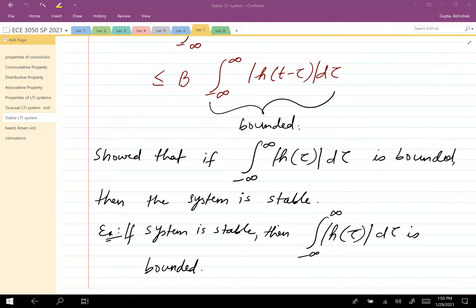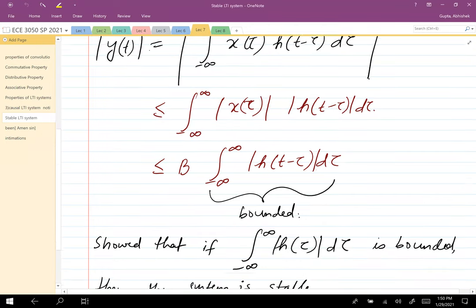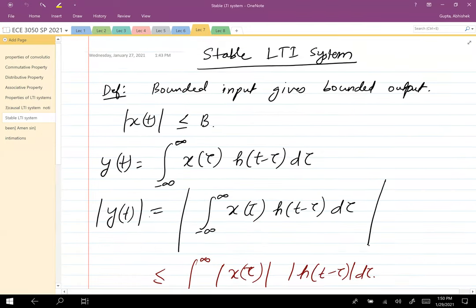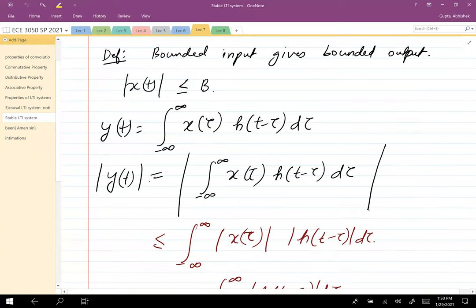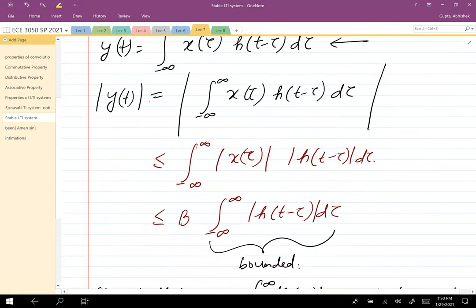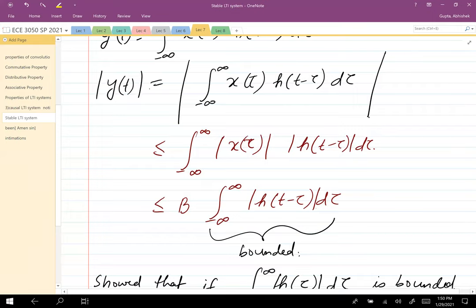So in the previous class, we were talking about stable LTI systems, and one of the formulas we derived is, well, the definition of a stable LTI system is: bounded input gives bounded output. So if we assume that my input is bounded from above by B, so the absolute value of x(t) is less than or equal to B, then this is what my y(t), the expression for y(t), would look like this.